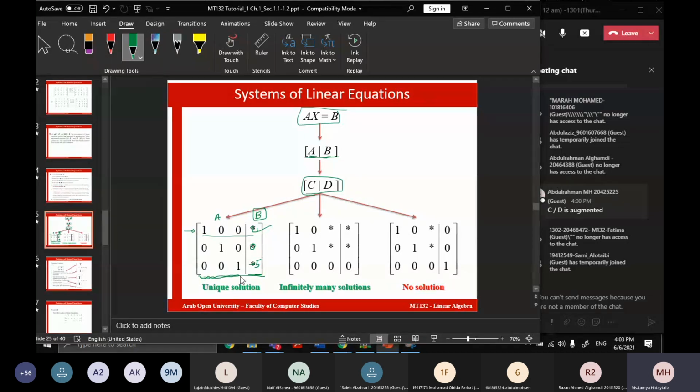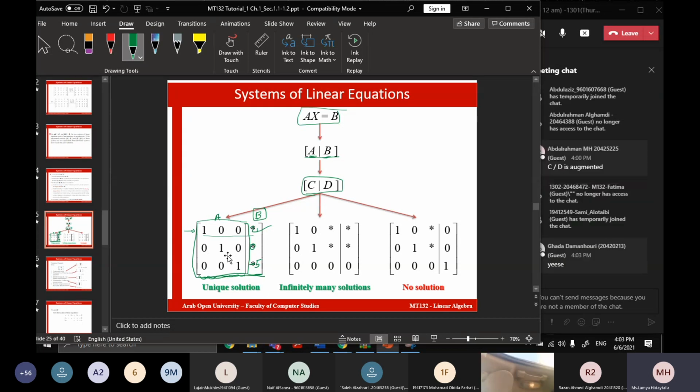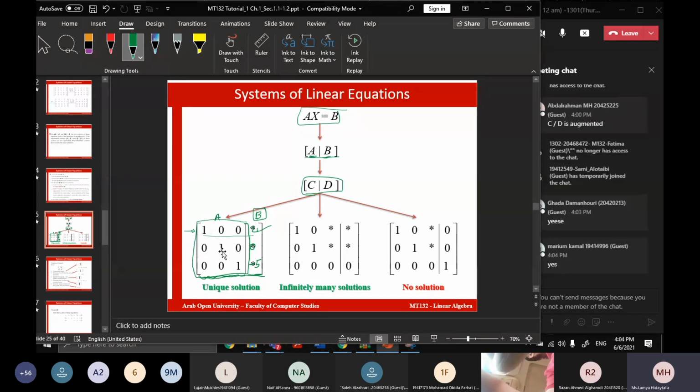At the end, to make sure that you reached the echelon form, you have to test this part. Is this part in the echelon form or not? Tell me. Does it satisfy the four conditions? Yeah, sure. Leading one, all the others are zeros. Then here, leading one, all the others are zeros. Then here, leading one, all the others are zeros, correct? So yes, it is in the reduced echelon form. He said if it is like that, then in this case you're going to get a unique solution.